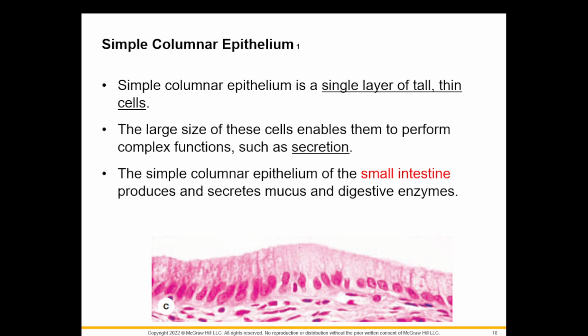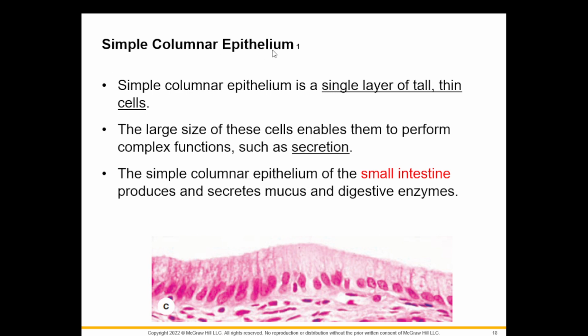Next, we have simple columnar epithelium. Simple meaning single layer, columnar meaning tall and thin cells. Now, similar to your cuboidal, they also function for secretion and also for absorption. So the functions of cuboidal and columnar are almost similar: secretion and absorption. The only difference between them, of course, number one, is their appearance. One is made of cuboidal cells, another one is made of columnar. And the second difference is the parts of the body where they will be found.